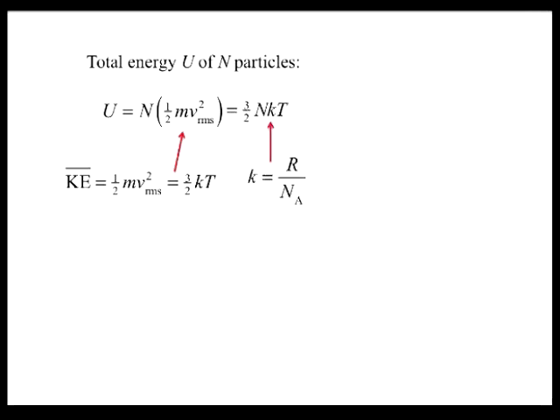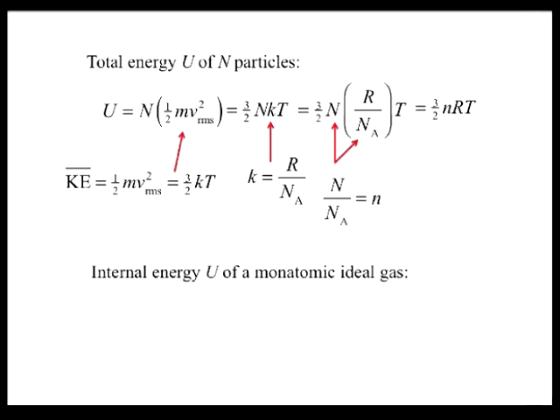With k equal to R divided by N_A, and N over N_A equaling the number of moles n, we have for the internal energy U of an ideal gas, U equals 3/2 NkT, which equals 3/2 nRT. Thus, the internal energy depends on the number of moles and the Kelvin temperature of the gas. In fact, it can be shown that the internal energy is proportional to the Kelvin temperature for any type of ideal gas, be it monatomic or diatomic, etc.